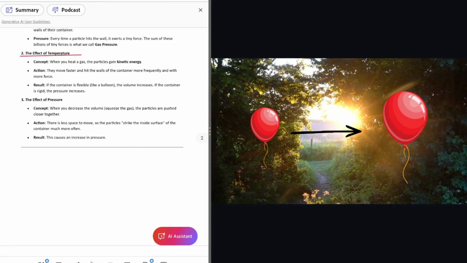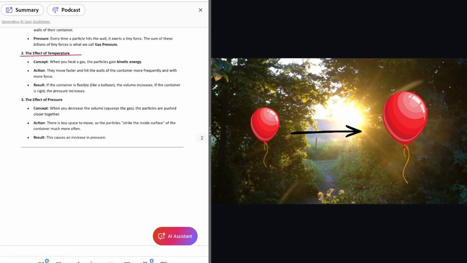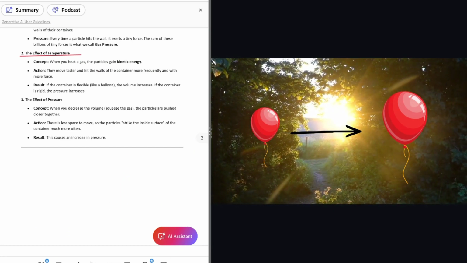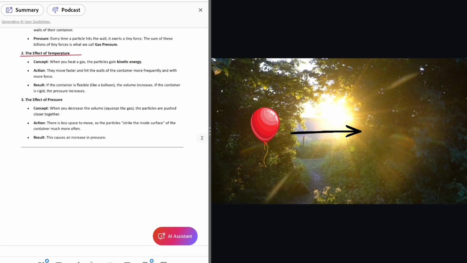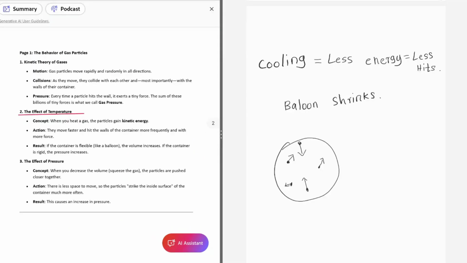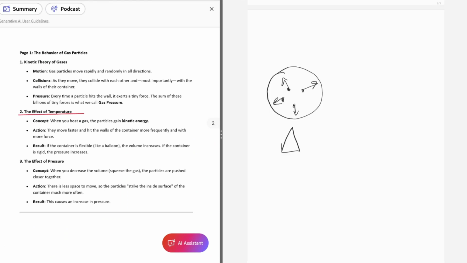But watch as it warms back in the room. It grows. The particles wake up, hit the walls harder and push the balloon back out. So take a look at the tute on the left. The effect of temperature on gas particles is: when you heat up a gas, the kinetic energy increases. They move faster and hit the wall more frequently. So the pressure increases. So if the container is flexible like a balloon, the volume can increase.